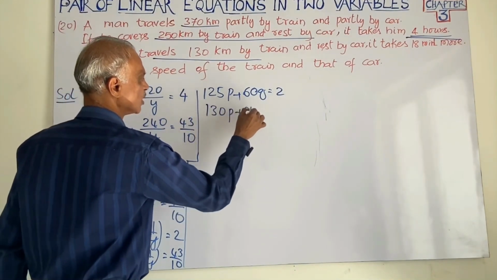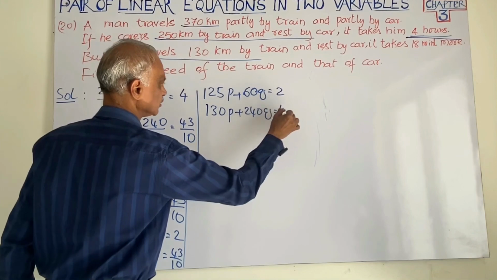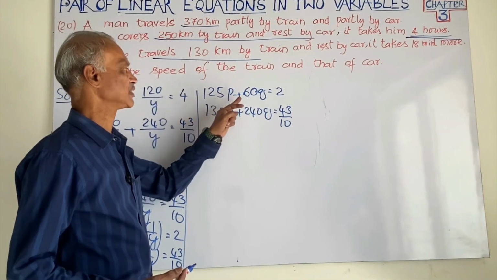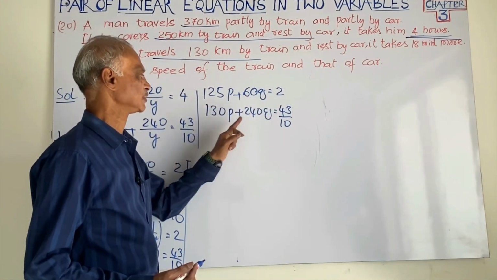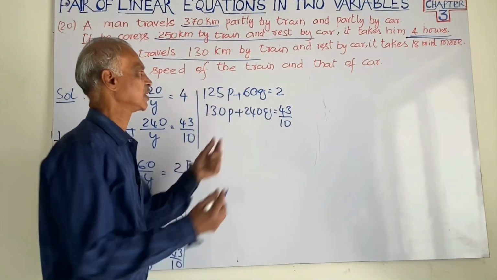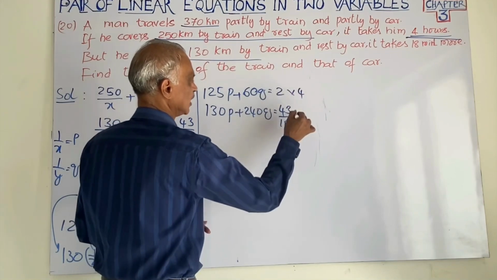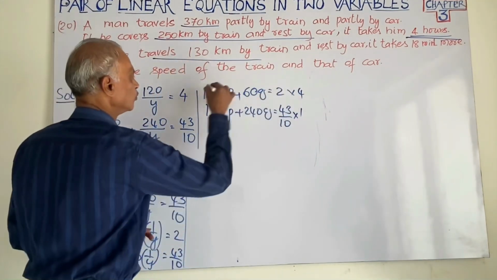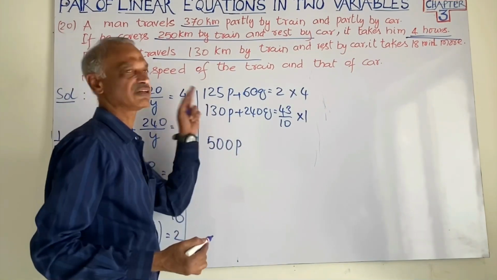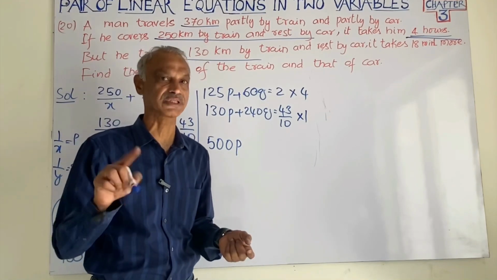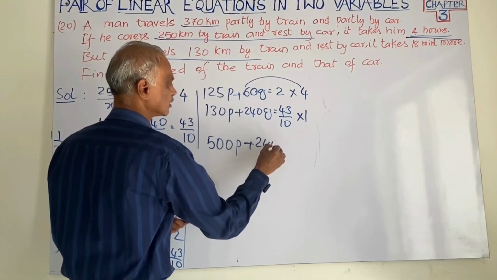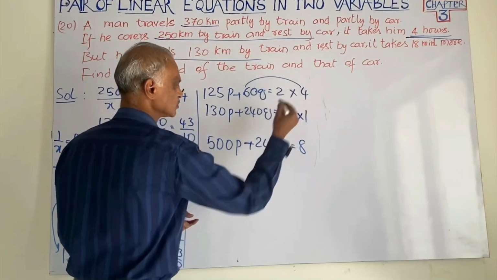We have two equations: 125p + 60q = 2 and 130p + 240q = 43/10. We will equate these two terms. I have to multiply the first equation by 4 and the second by 1. 4 into 125 means you will get 500p, that is 125 plus 125 is 250, 250 plus 250 is 500. So 500p plus 4 into 60 means 240q is equal to 4 twos are 8.